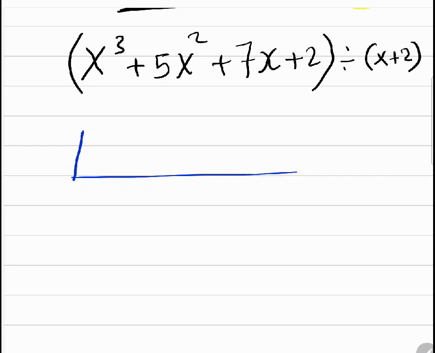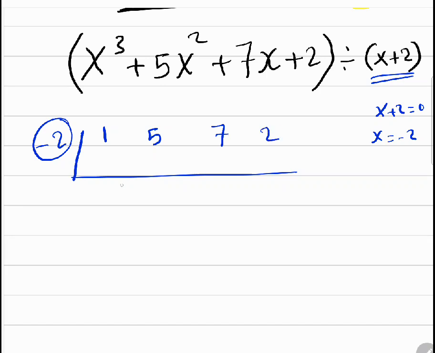So if you set x plus 2 equal to 0 and solve for x, you'll get negative 2. So let's put that number out in the front. And the coefficients for this polynomial expression are going to be 1, 5, 7, and 2. So let's bring down the 1. And let's multiply. Negative 2 times 1 is negative 2. And then add. 5 plus negative 2 is 3. And then multiply. Negative 2 times 3 is negative 6. And 7 plus negative 6 is 1.